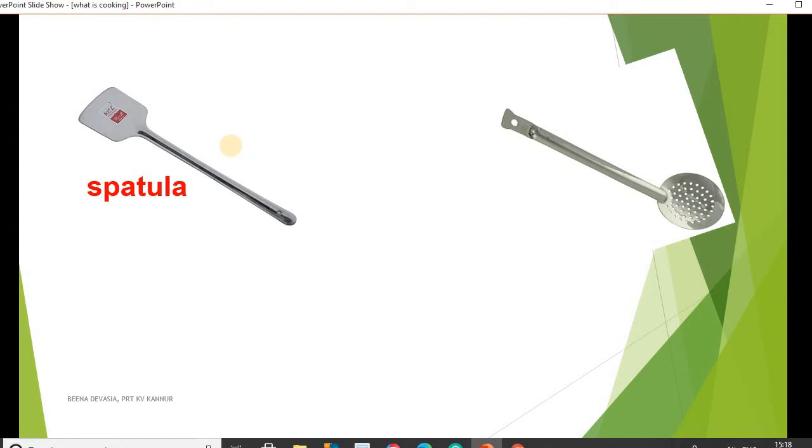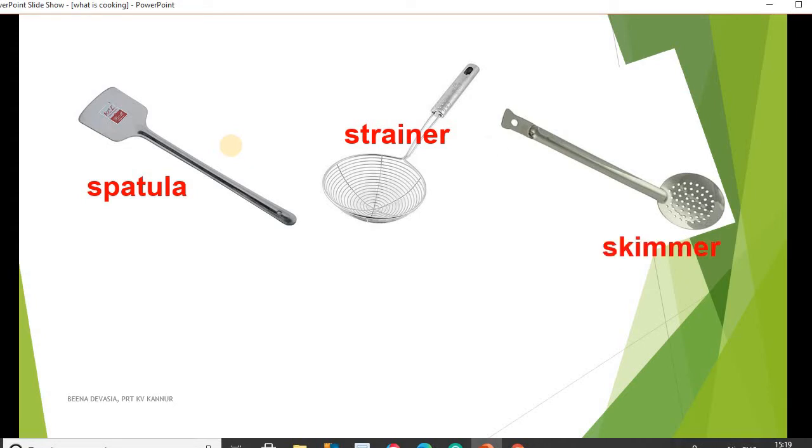Here the first picture, it is known as a spatula. A spatula is something like a spoon with a long handle, but it has got a flat edge. This is used to lift food, sometimes to stir things, etc. Next one is known as a strainer. A strainer. And the next picture is of a skimmer. Skimmer. Here you have a ladle. A ladle is a long-handled spoon with a bowl-shaped end.